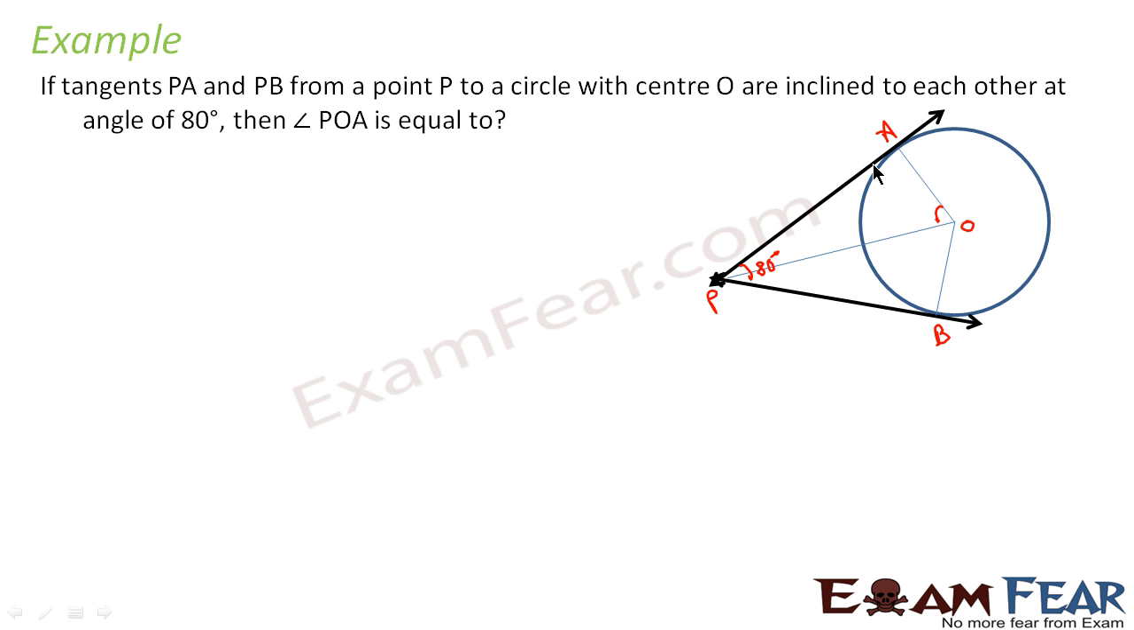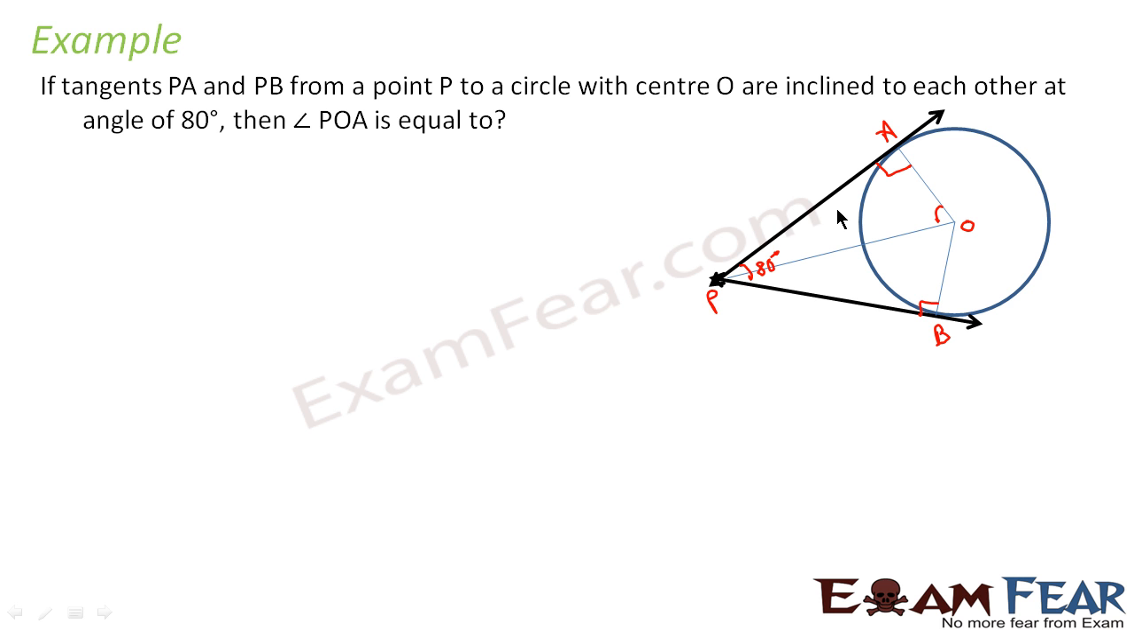I know this is 90 degree. I know this is also 90 degree. So if I can find this angle, I can find this because sum of these three angles is 180 degree. Also, we can observe both the triangles are congruent. Why? This is 90, this is 90, both are right triangles. AO is equal to OB, same side, and PO is also equal to PO, common side. So both the triangles are congruent.